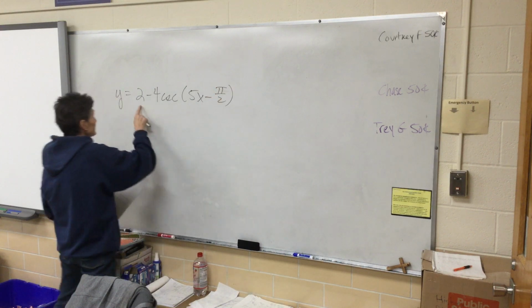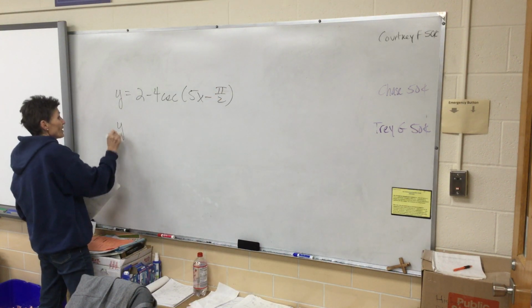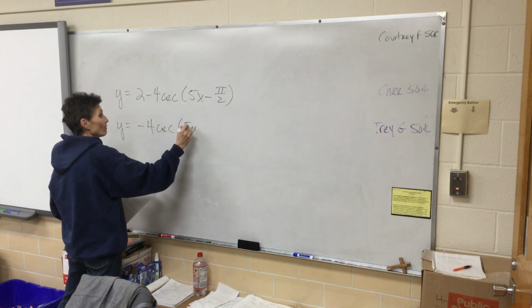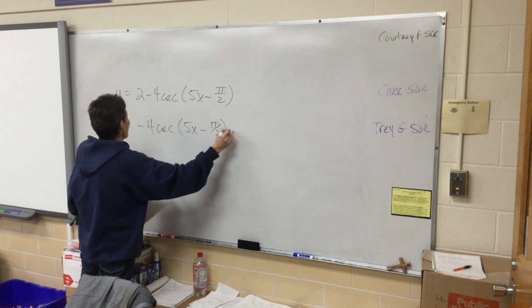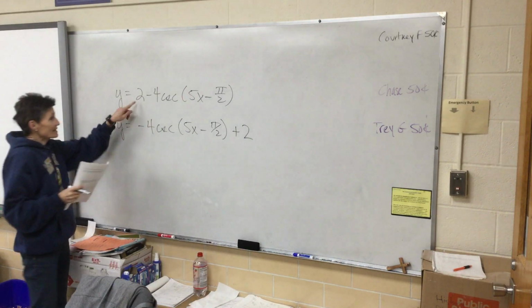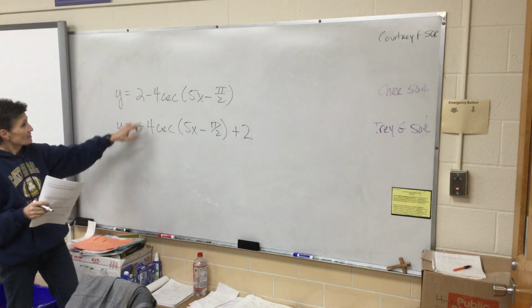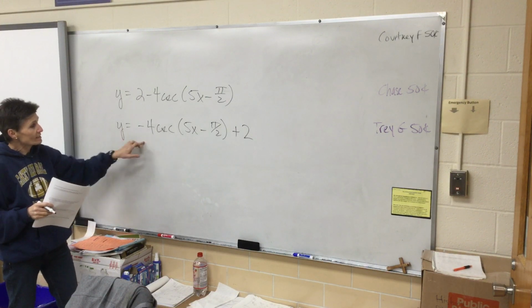First of all, let's move this 2 to the end. That's where we normally see it. That's where we normally see our vertical shifts, at the end. So that's a plus 2, that's a positive 2. I'm going to tack it on the end. This, of course, is a negative 4, so it's going to stay there.